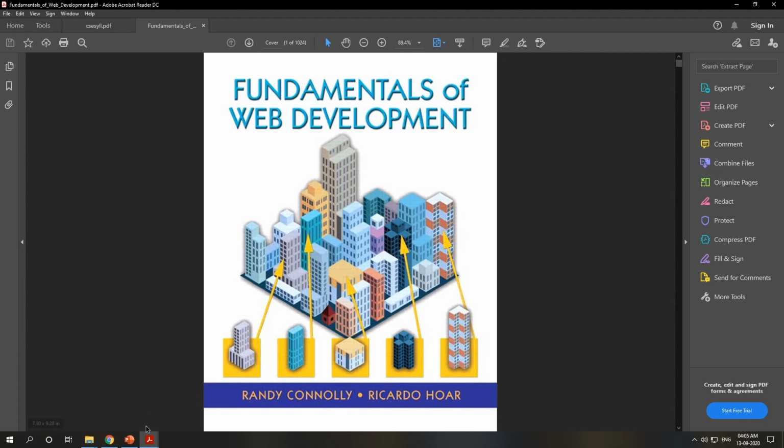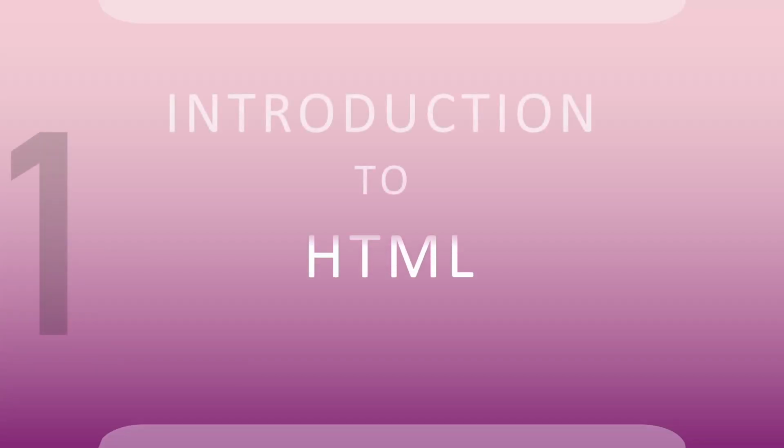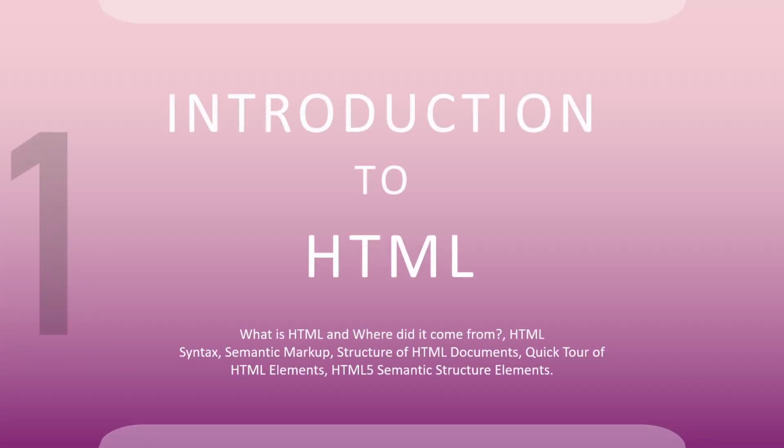Okay, we'll start studying the first module of this subject, which comprises 2 chapters: introduction to HTML and introduction to CSS. So let's start with chapter 1, introduction to HTML. In this chapter we are going to study the origin of HTML, where it came from, what HTML is, the syntax of HTML, the semantics of HTML, and the versions of HTML and how they have affected browsers. Okay, so let's start with the first slide.